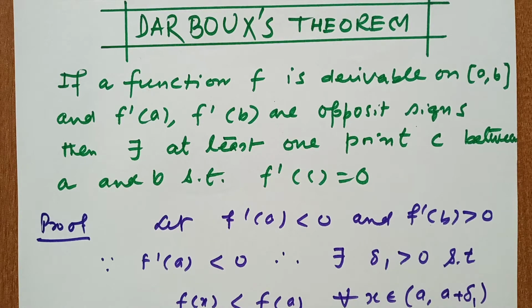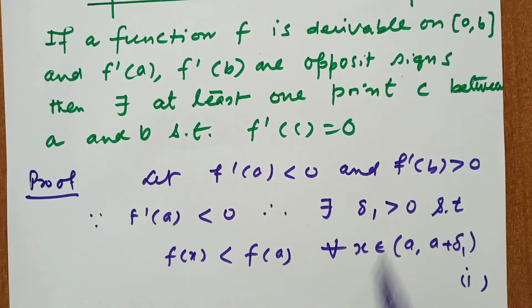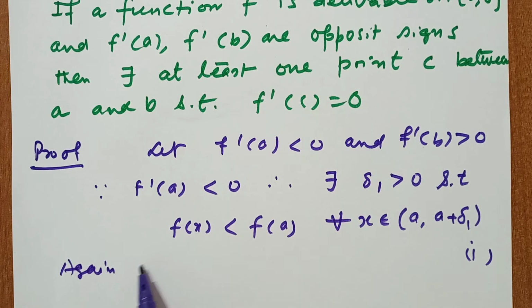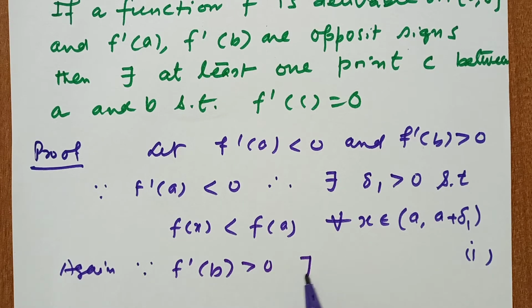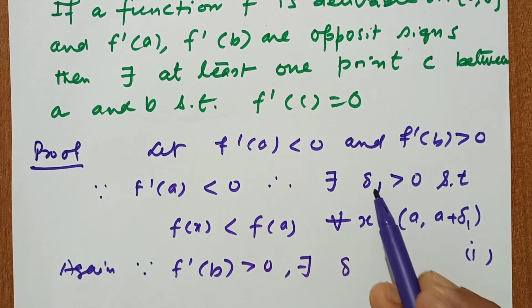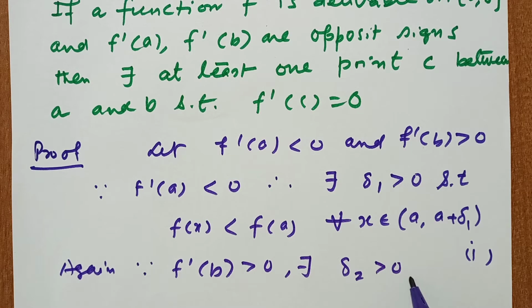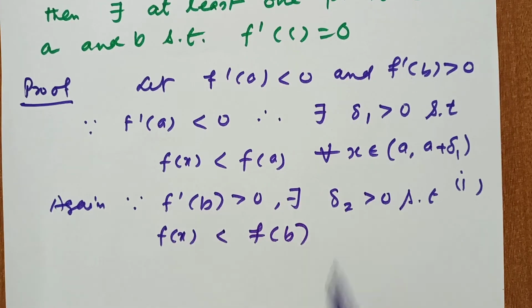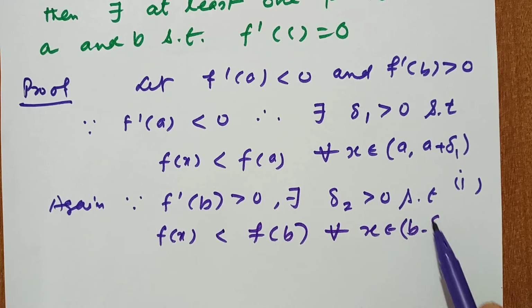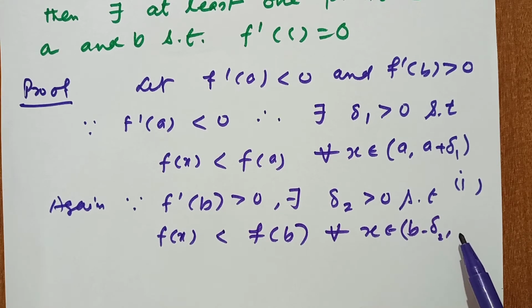Again, since f'(b) is positive, there exists a positive real number delta 2 such that f(x) is less than f(b) for every x belonging to the open interval (b minus delta 2, b). Okay, so this is the second.